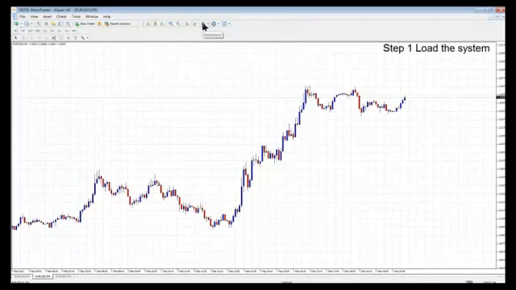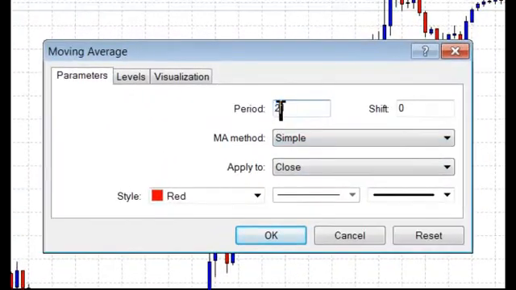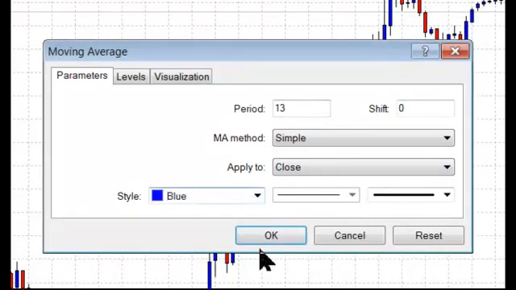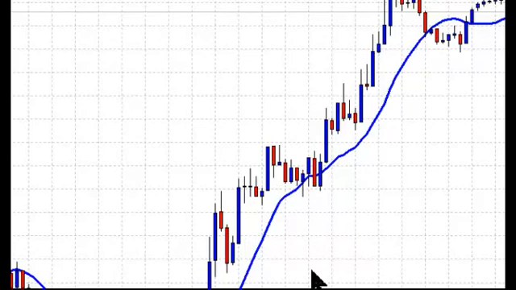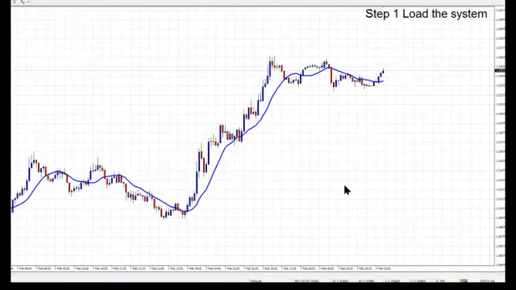So the first thing you do is you actually load the moving average, and I think we've got a 13 moving average. It's on a simple, it's on the close, and we'll make this one blue, and in it goes. So there we are. There's our moving average that the system says we must use. And just look at what would have happened yesterday. We would have had a nice little run up there. Unfortunately, it would have taken us out there, and we could possibly have got into that second run there.